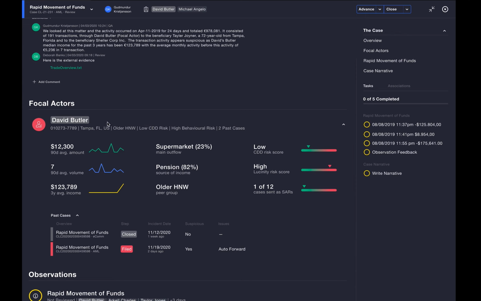Within it, I can see overview statistics, insights into the actor, and their risks. One static CDD risk that can come, for example, from an onboarding process or a CRM system, and one Lucinity risk score, which complements the static score through behavioral risk dimensions.